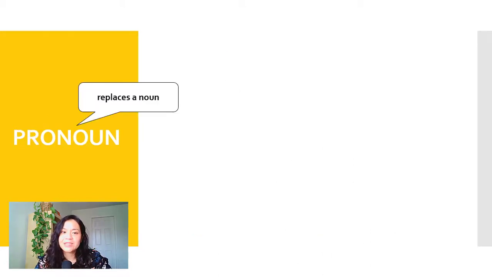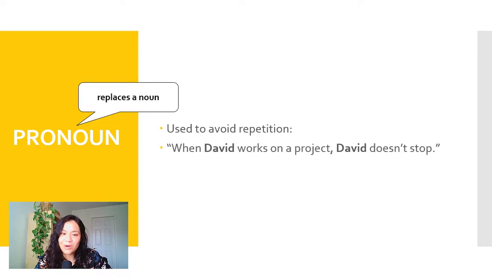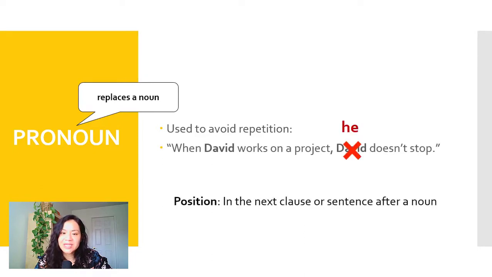Pronoun. A pronoun is used in place of a noun in order to avoid repetition, like I, you, us, them, it, one, those. When David works on a project, David doesn't stop. Instead of this, we would say, when David works on a project, he doesn't stop. The position in the sentence might be similar to a noun, but you'll also notice that a proper noun will be named first, and in the next clause or sentence, the pronoun will occur.